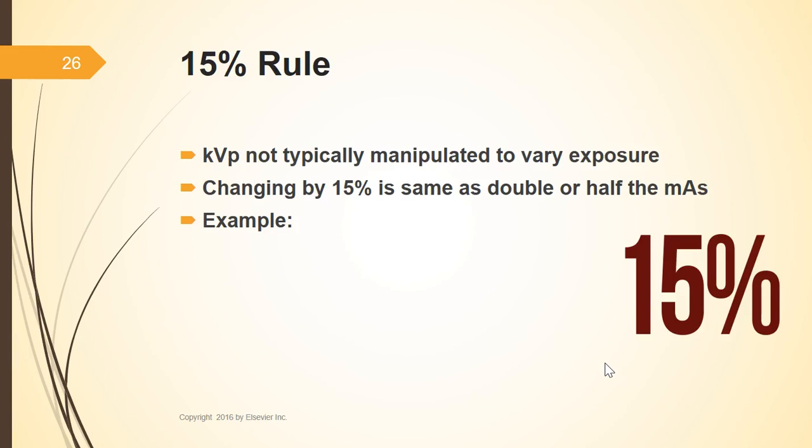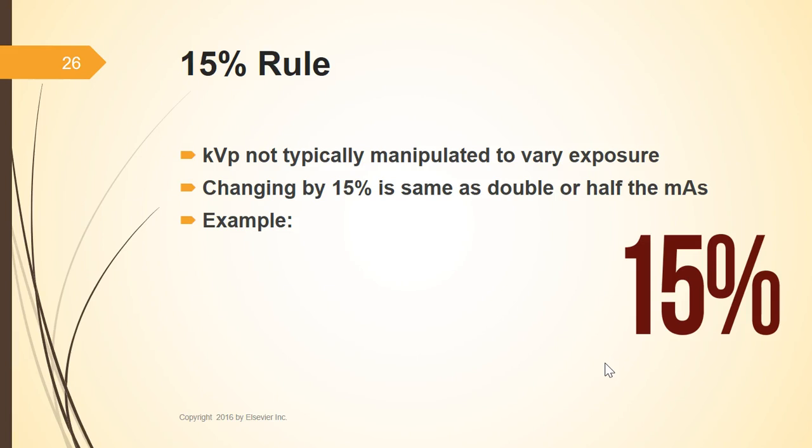Now, let's go on. Kilovoltage is not a factor typically manipulated to vary the amount of exposure in film screen imaging. It's also not for digital because kV also affects contrast. However, sometimes it's necessary to manipulate the kV to maintain required exposure to the IR.